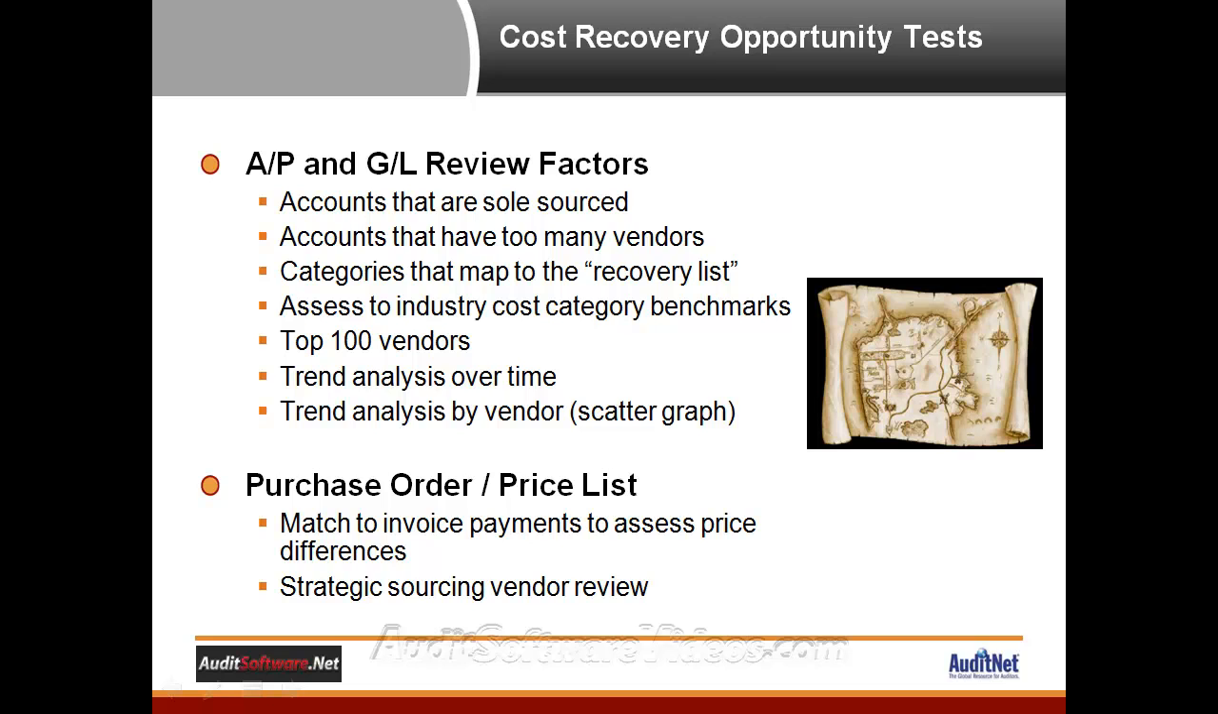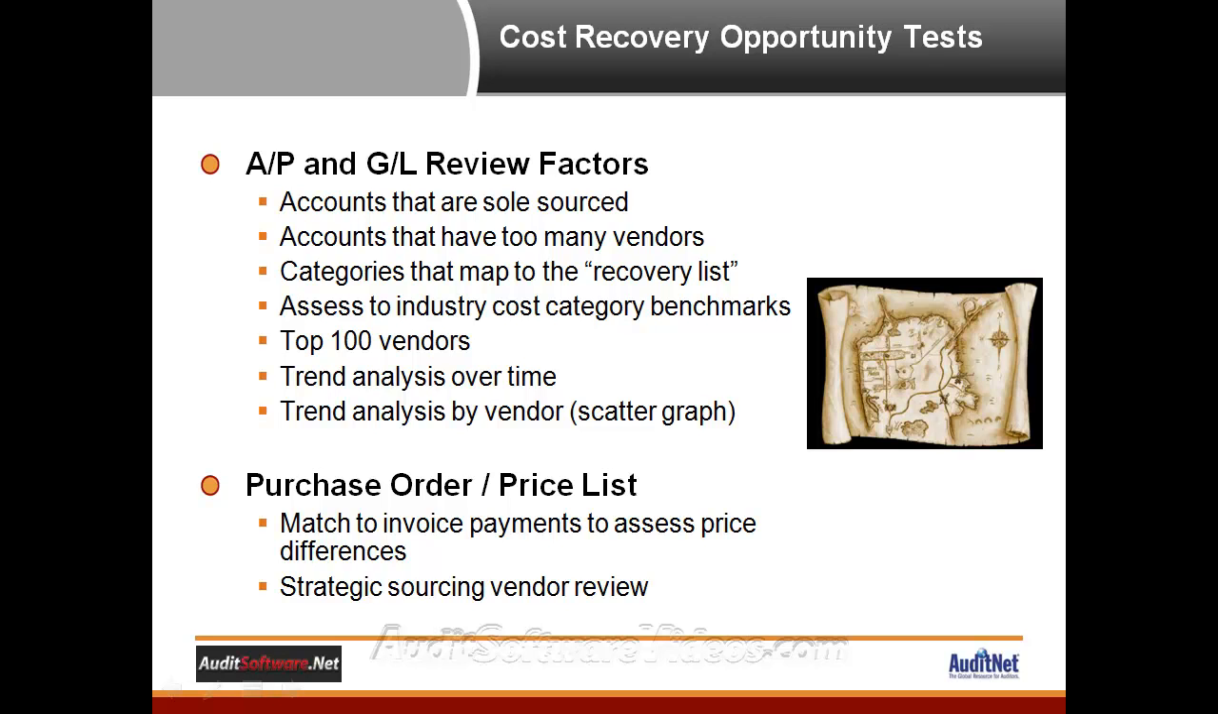I mean, you can look at general ledger accounts that are sole sourced, where one vendor represents all of the spend associated with that account. You could also look where an account has too many vendors, and that's where you may want to consider strategic sourcing it, centralizing the spend, and going out and doing a negotiation for that category.